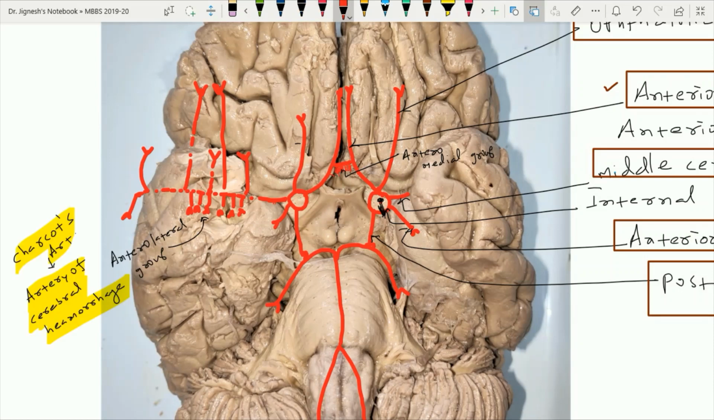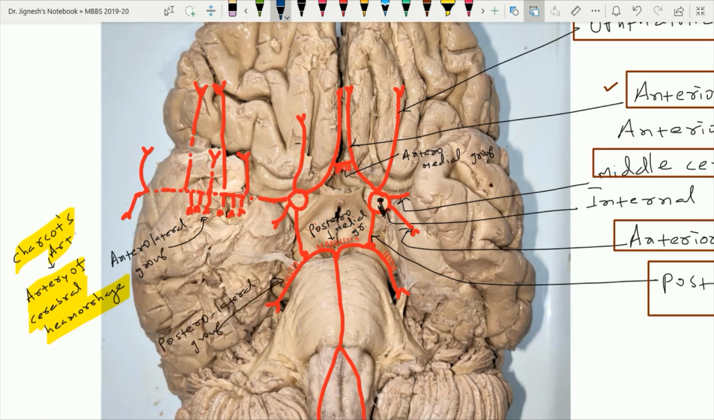The third group is the posteromedian group, which are branches of the posterior cerebral artery, and these arteries enter the posterior perforated substance and supply the thalamus, hypothalamus as well as the subthalamus. And the other group is the posterolateral group of the central branches, which come from the posterior cerebral artery on the lateral side, and these arteries supply the thalamus including the geniculate bodies.